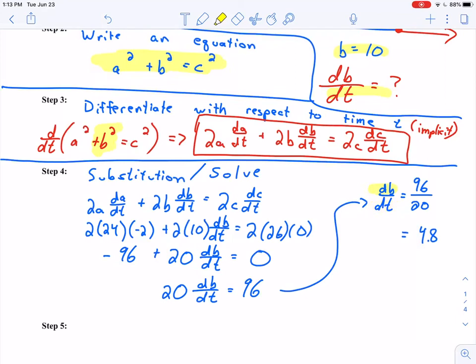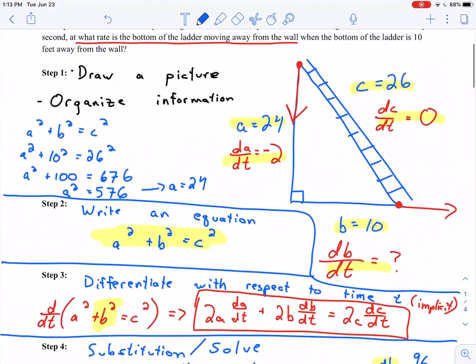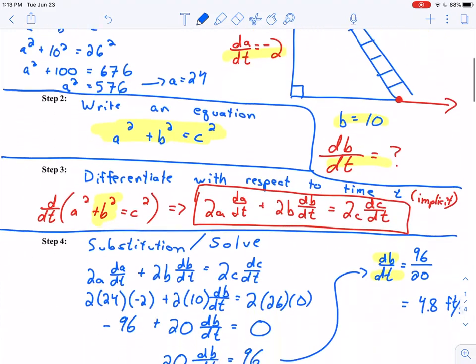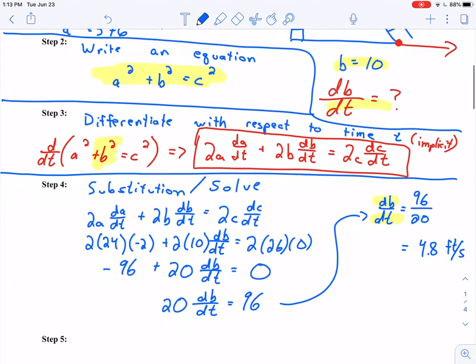What are the units of b? What are the units of your numerator? Well, b was the side of my triangle. It was a distance, so that was feet per unit of time. What's our unit of time here? We said feet per second earlier, and we can double check here with our prompt. We said 2 feet per second, so we seem to be pretty consistent with what the problem gave us. So 4.8 feet per second. There is my dB dt.